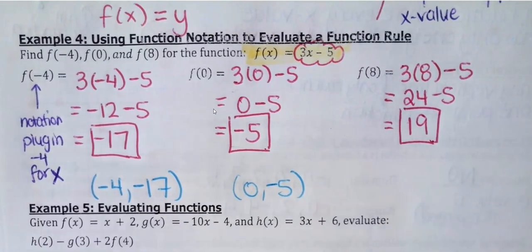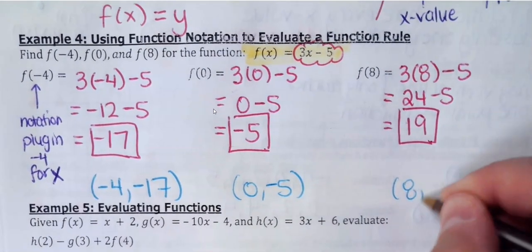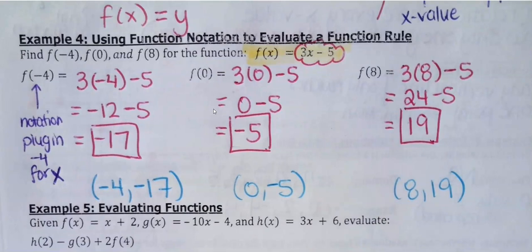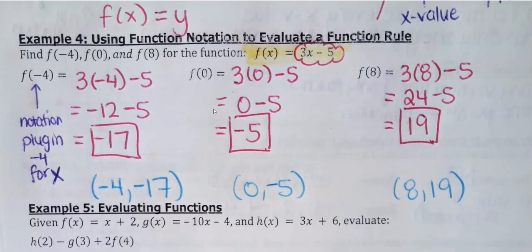What it means, if we were to put this on a graph, it would correspond to the point: I plugged in 8, I got out 19. So whatever you plug in, that's what's in the parentheses, and it's just notation. Do not solve for f. It's not a variable. Does anybody have a question?